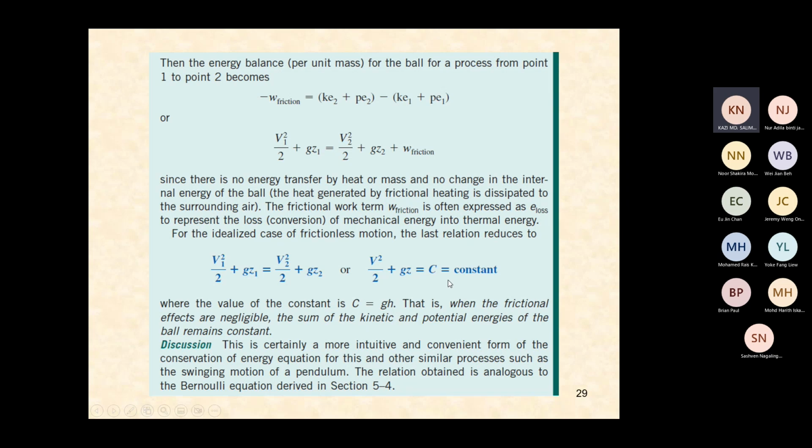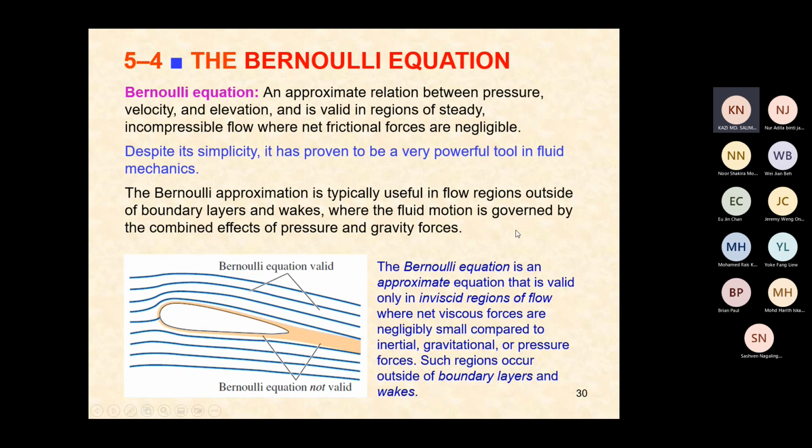So if it is that, and that constant is equal to how much? Because this is equal to the energy of this head multiplied by the g there. H rho g if it is a fluid, and h into g if it is solid. So we get the constant C equal to h into g, where the value of the constant is C equal to hg. This is when the friction effects are negligible and the sum of the kinetic and potential energy of the bodies remains constant. So with it, we move on further.